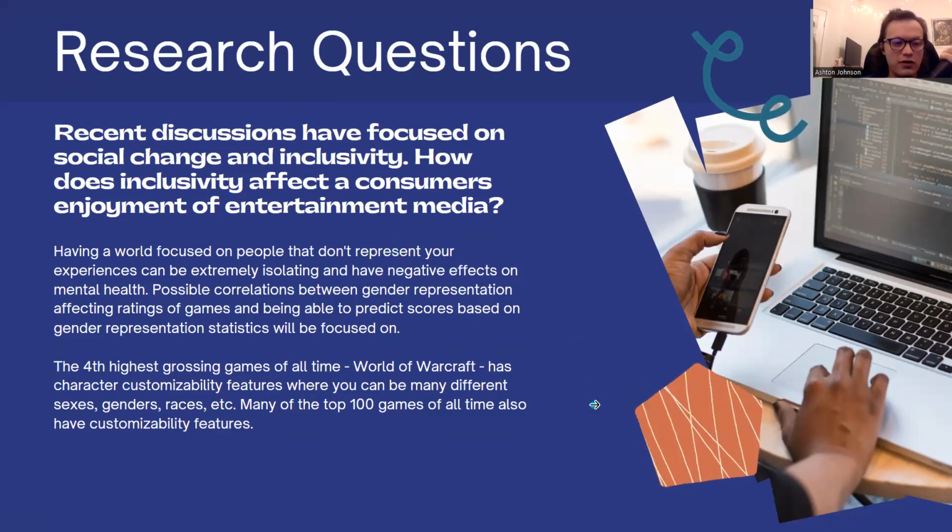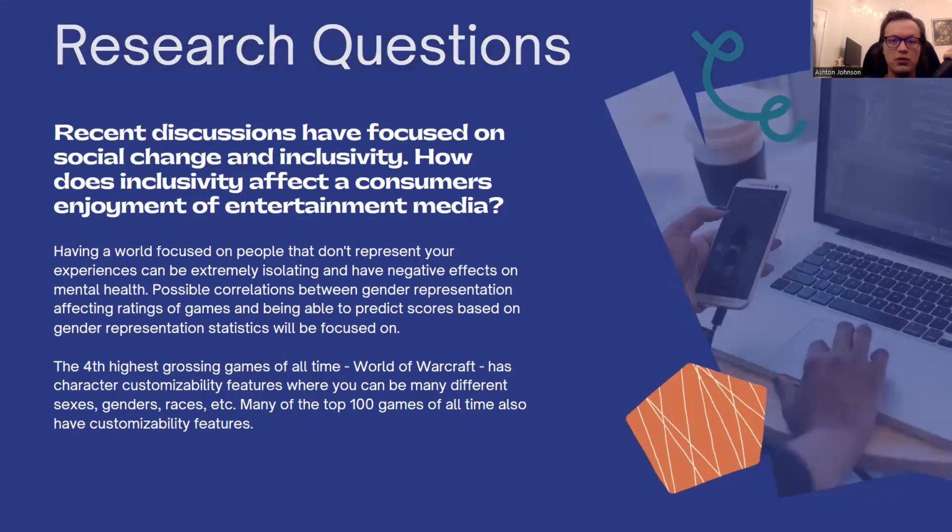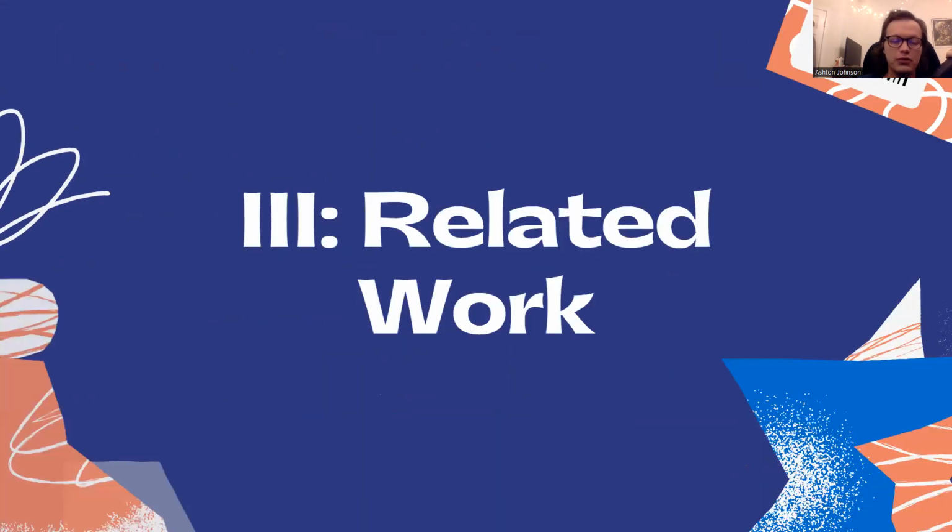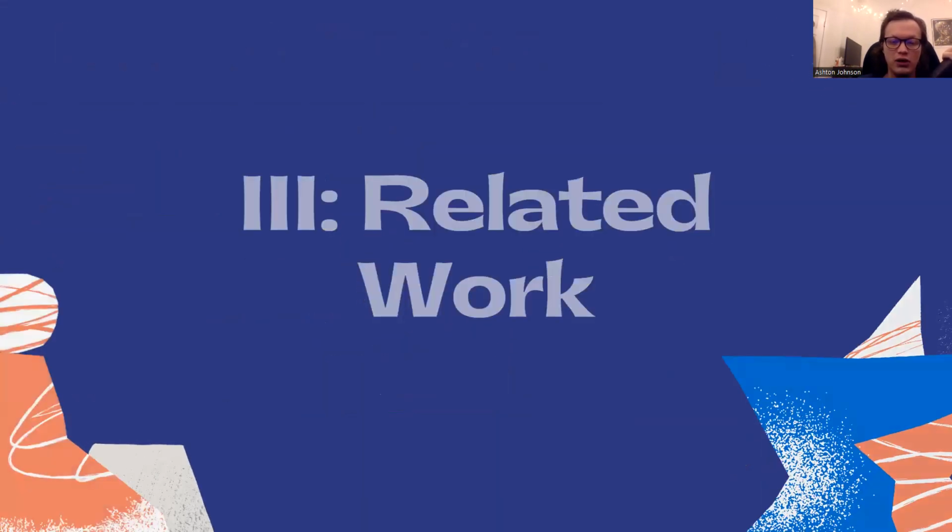First body paragraph is having a world focused on people that don't represent your experiences can be extremely isolating and have negative effects on mental health. Possible correlations between gender representation affecting ratings of games and being able to predict scores based on gender representation statistics will be focused on. This takes us to part 3 of related works.